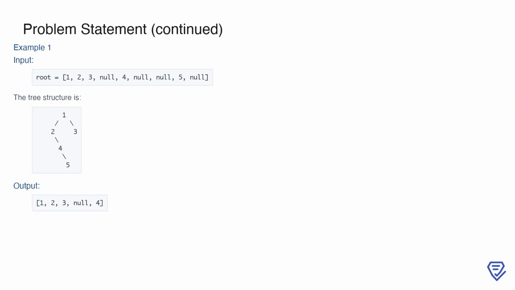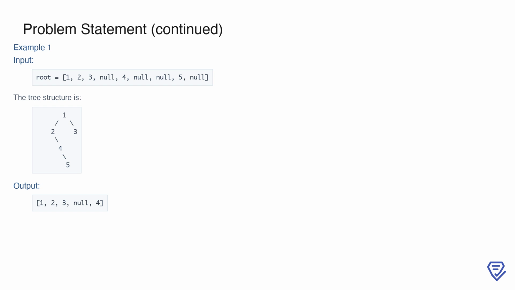Let's look at the first example. Here, the input tree is represented as an array: 1, 2, 3, null, 4, null, null, 5, null. In tree format, this looks like a structure where the root node has a value of 1, with 2 children, 2 on the left and 3 on the right. Node 2 has a right child, 4, and node 4 has an additional right child, 5. This node 5 is the incorrect node that needs to be removed.